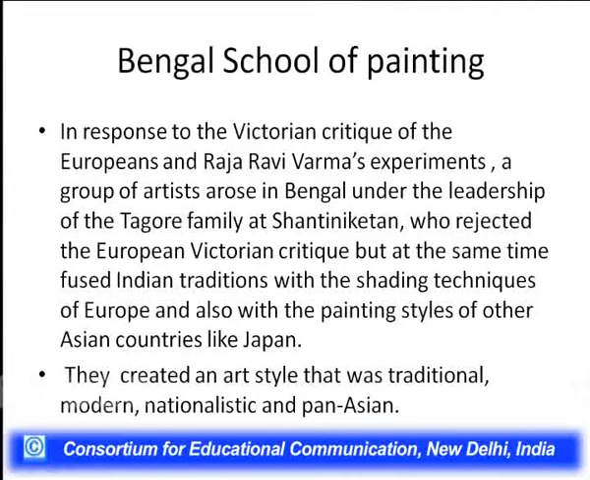Now, these painters rejected the European Victorian technique, but still they infused some Indian traditions with the shading techniques of Europe, and also they adopted the painting techniques of some other countries like Japan. So therefore, now an attempt was made to shy away from only following the European pattern. So they created an art style that was traditional, modern, nationalistic as well as pan-Asian, because they were adopting Japanese techniques of painting, as would be shown in a series of slides that I am going to share with you.